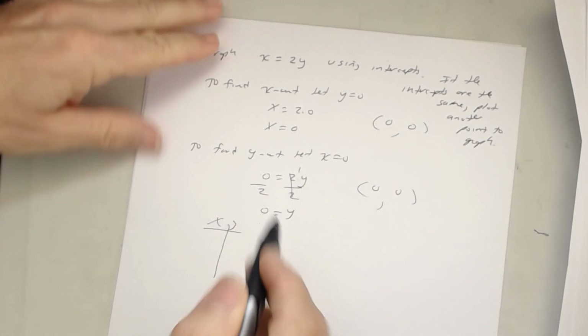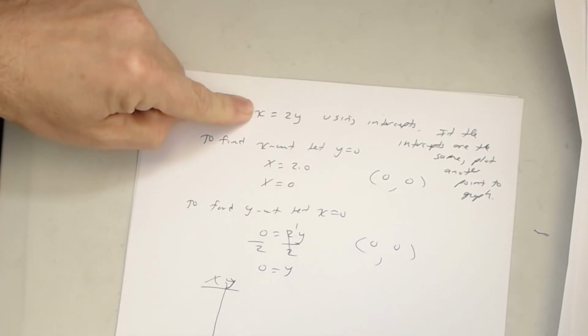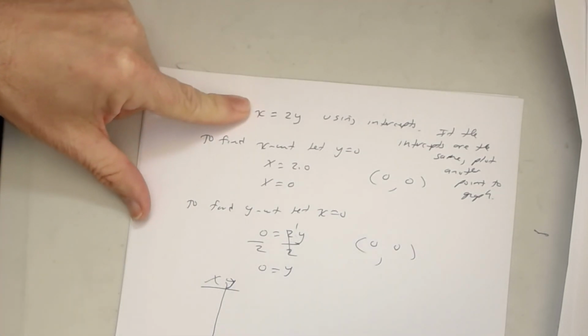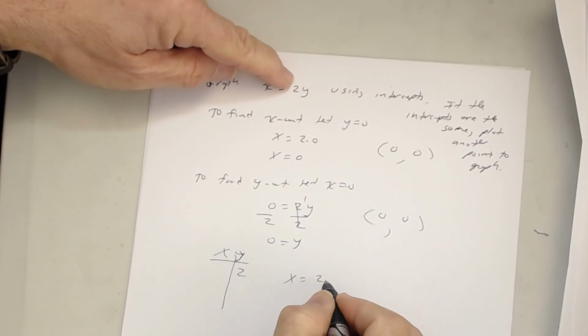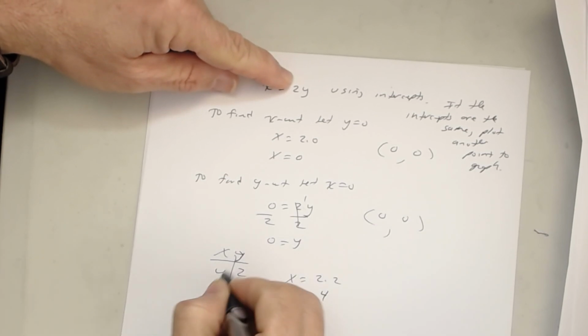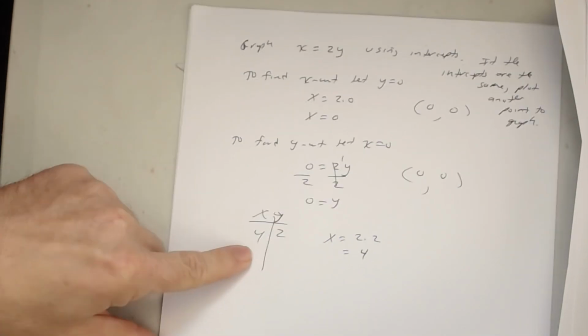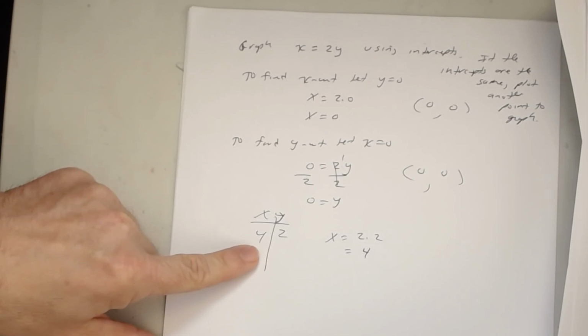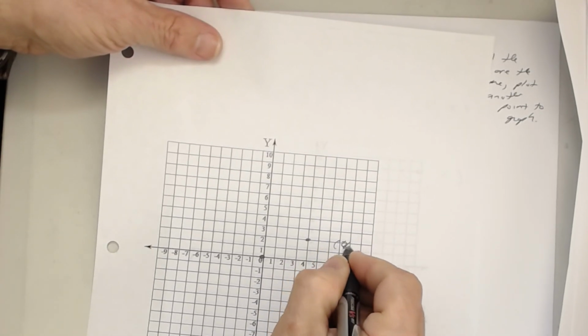Notice, guys, which letter is by itself? x. So pick a point for y. Give me a value for y. 2, okay? If y is 2, I get x equals 2 times 2, which is what? And so I found the other point. So another point of that line would be what? 4, 2. So I go to the right 4, up 2, and I found another point. So you just draw the line now.